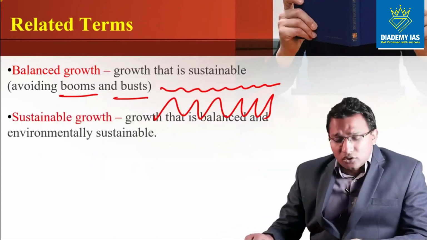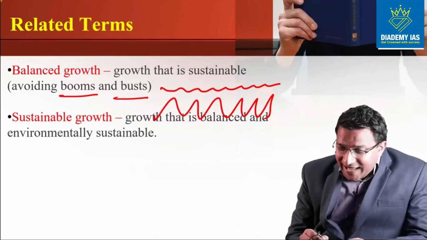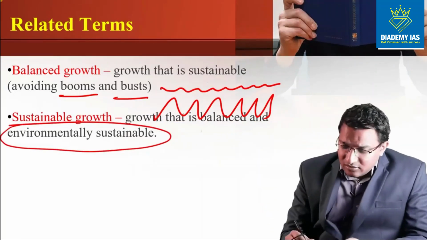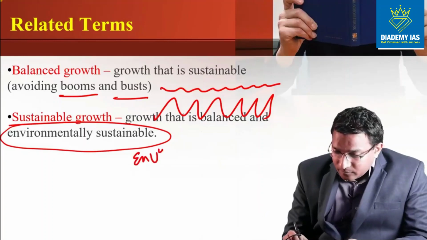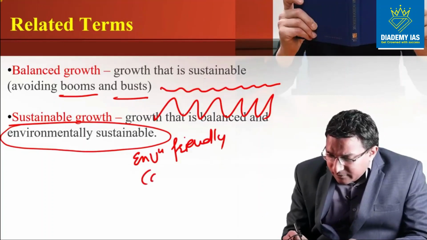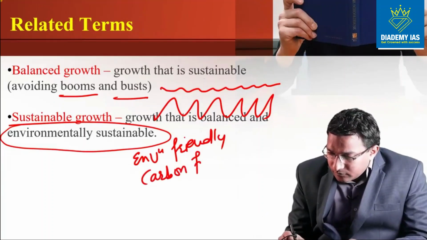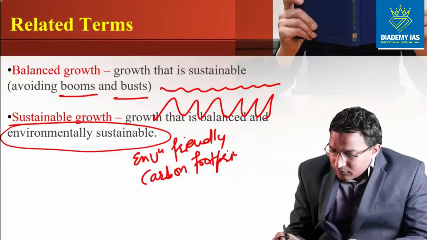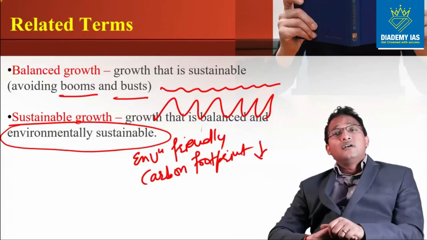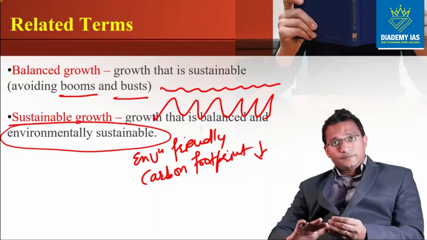Sustainable growth. So growth which is balanced and environmentally sustainable. That means the production is being environment friendly, right? The carbon footprint is minimized. In this case, this is called sustainable growth.